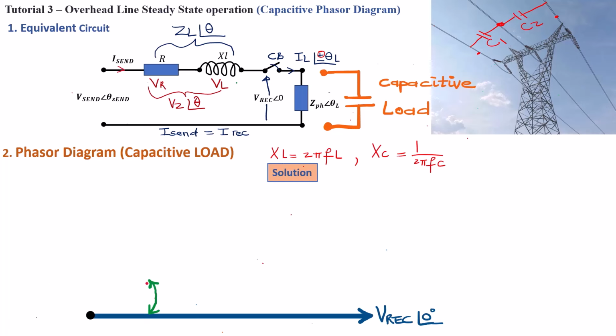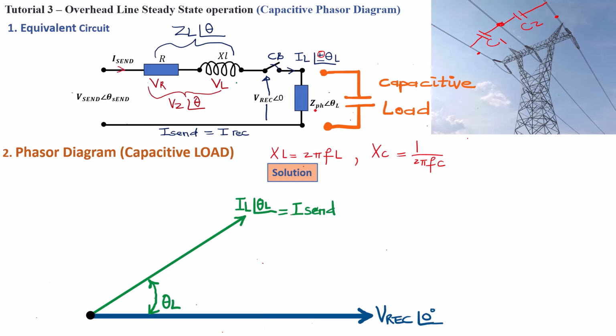We can calculate it if we've got the values. Okay, now that we know the location of that angle, we can then calculate the magnitude of the load current. Then we can go ahead and draw the load current phasor. Now we've got the load current phasor, which is leading the reference voltage V rec by theta L.